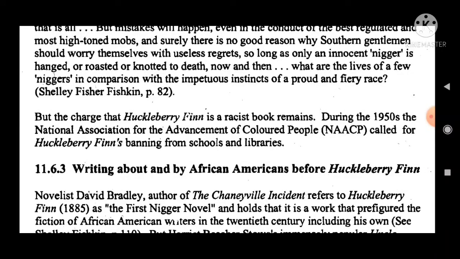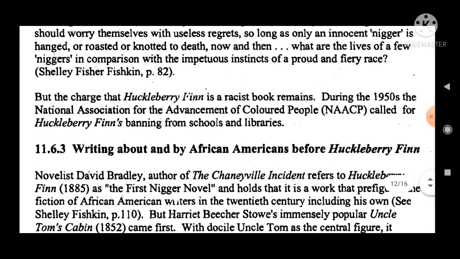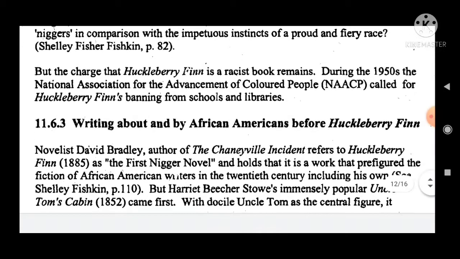Where are the lives of few niggers in comparison with the impetuous instincts of a proud and fiery race? Sally Fisher Fishkin, page 82.